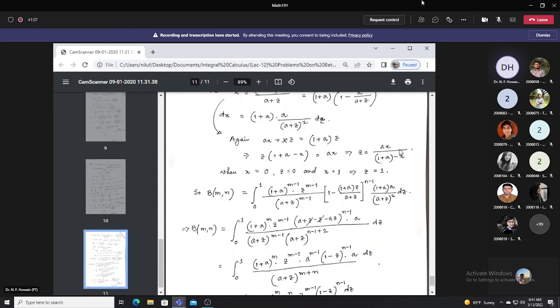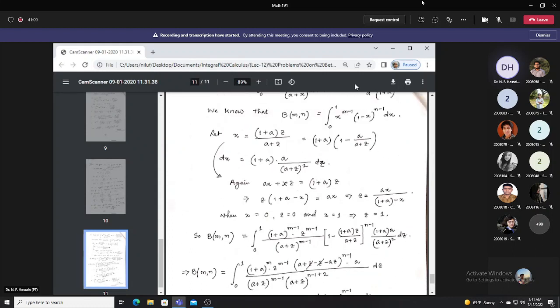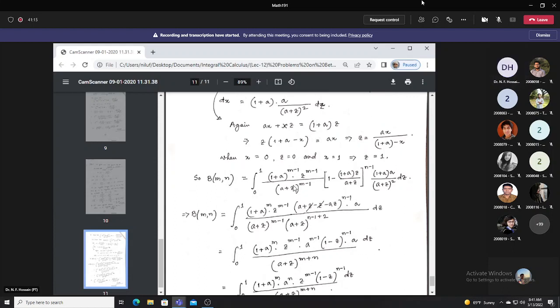So now you adjust the limits. The limits were 0 to 1 for x. When x is 0, definitely z will be 0. When x is 1, 1 and minus 1 cancel out, a cancels out, so z should be 1. So you see the limits are not changing. When x equal to 0, z equals 0. When x equal to 1, z equal to 1.